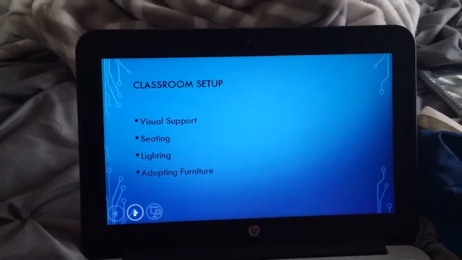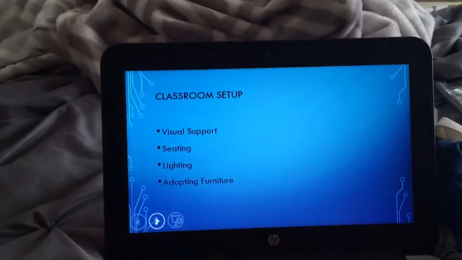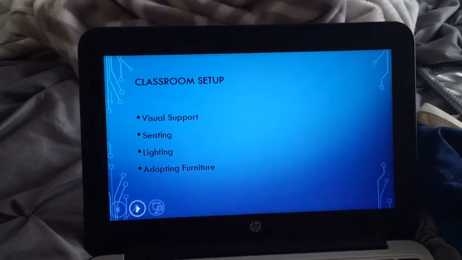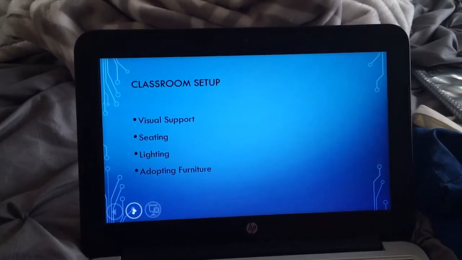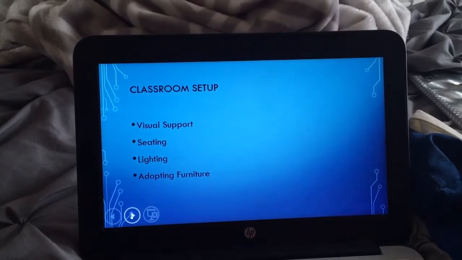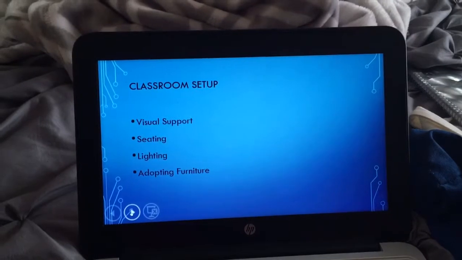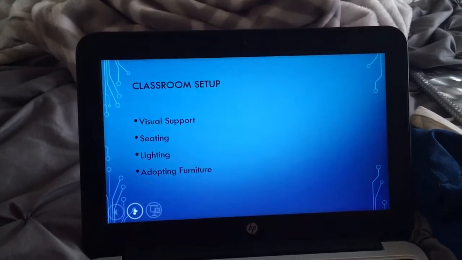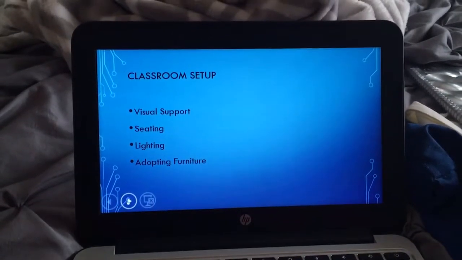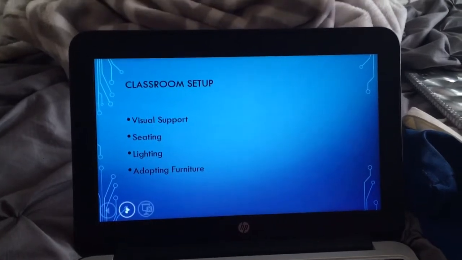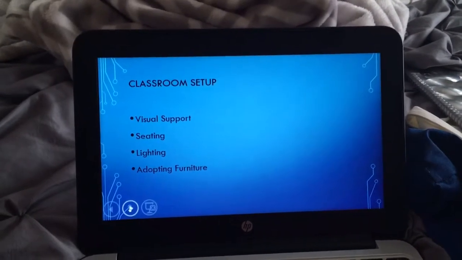Classroom setup. Visual support. Having a picture schedule, as I said before, is very helpful. Having one on their desk and away from them and then on the wall so they know what's coming next. Seating. Seating is very important. I've mentioned this several times. That can make or break how the child is going to learn if they have a lot of distractions.